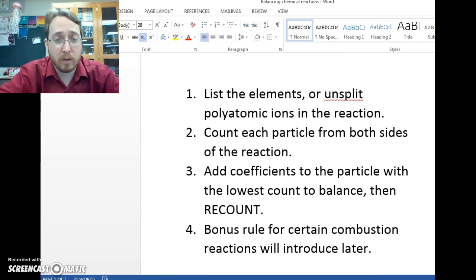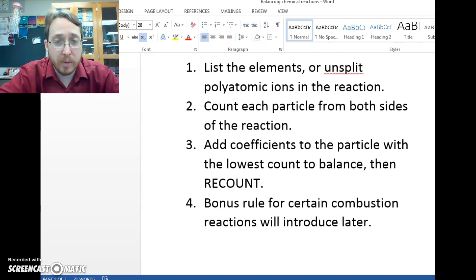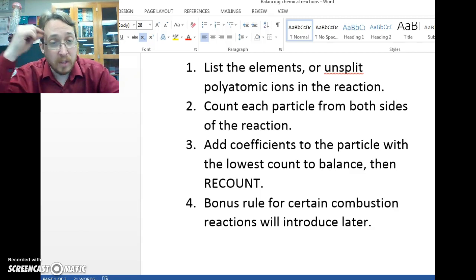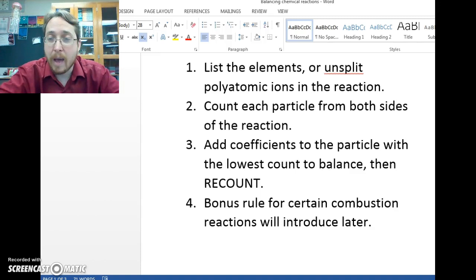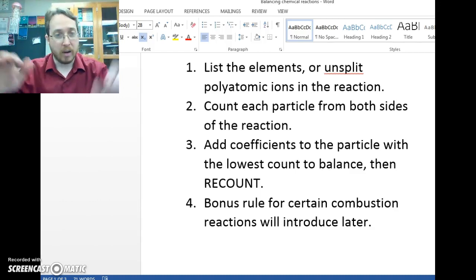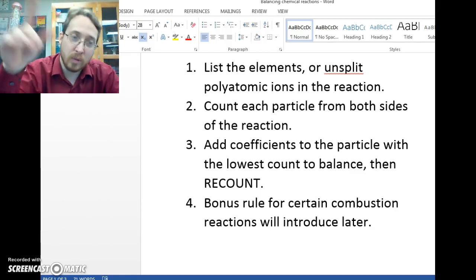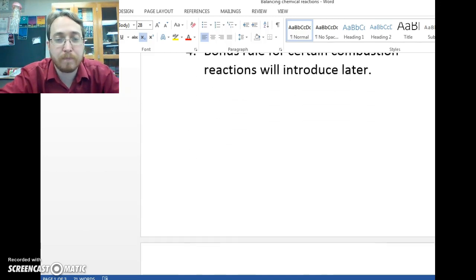Next, we count each particle from both sides of the reaction. We add coefficients to the particle with the lowest count to balance it, and then we recount the particles. It's important to recount because a lot of people add a coefficient and then just add that number to what they're keeping track of, and they don't get the right results. So you've got to recount. And then there is a bonus rule for certain combustion reactions, and we're going to go into that later too. So balancing is sort of lots of stuff going on. We're going to get the basic rules, and then we're going to add this fourth rule about combustion.